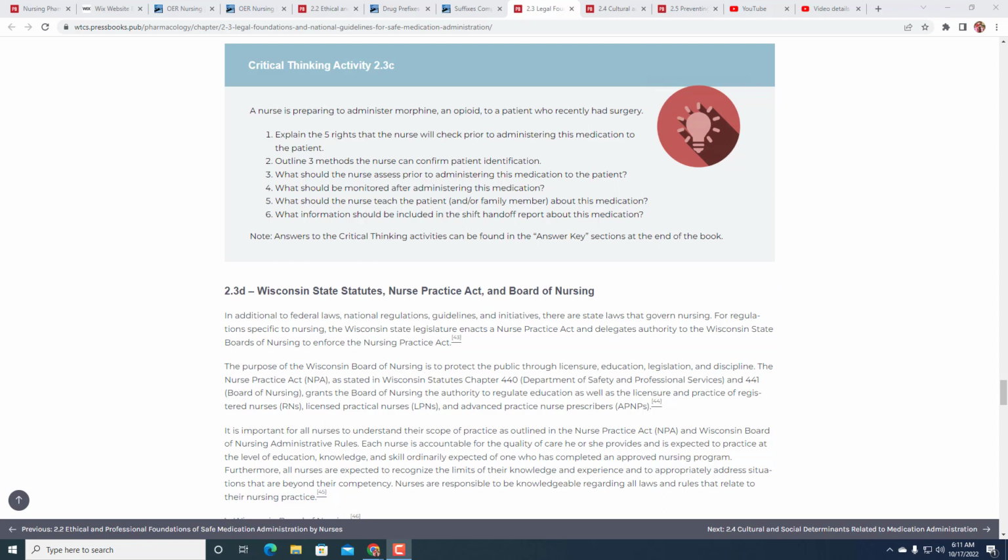Okay. All right, the second question said outline 3 methods the nurse can confirm patient identification. So let's kind of break this up. You could scan a barcode on the medication and the patient's armband, if they have it. You can ask their name and date of birth. Okay. You could just check the armband itself or the identification band.